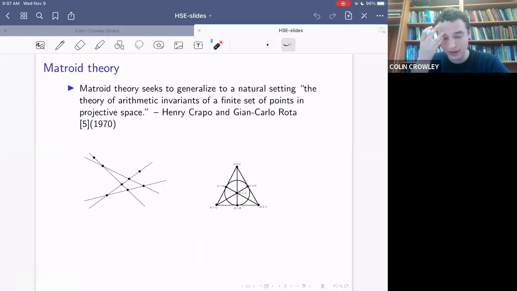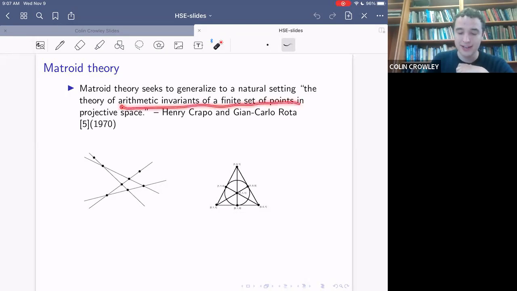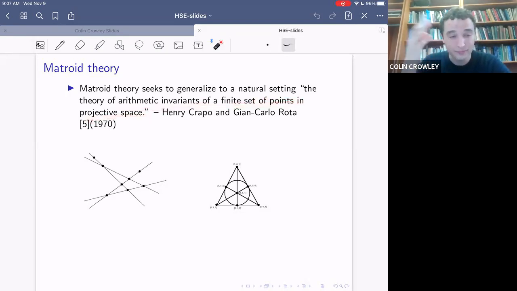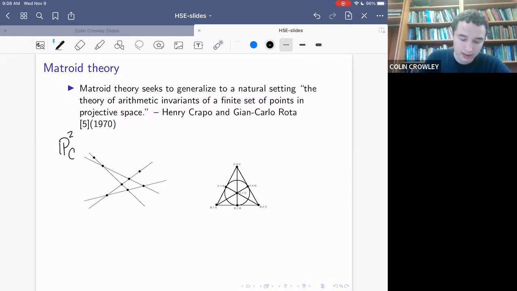And the goal of matroid theory, as it was put by Gian-Carlo Rota, who was one of the early popularizers of matroids, is to find a natural setting, to generalize to a natural setting, the theory of arithmetic invariants of a finite set of points in projective space. And this is rather old language, calling these arithmetic invariants of finite sets of points. But what do I mean by this? I've drawn two pictures here of finite collections of points. These are both in P2. The one on the left could be P2 over C, let's say, or any field of characteristic 0.